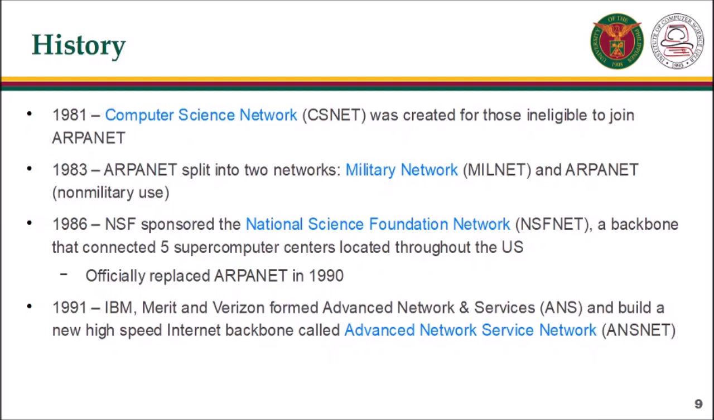In 1981, the Computer Science Network was created for those ineligible to join ARPANET. In 1983, ARPANET was split into two networks, the Military Network, or MILNET, and ARPANET for non-military use. In 1986, NSF sponsored the National Science Foundation Network, a backbone that connected five supercomputer centers located throughout the US. It officially replaced the ARPANET in 1990. In 1991, IBM, Merit, and Verizon formed Advanced Network and Services and built a new high-speed Internet backbone called the Advanced Network Service Network.